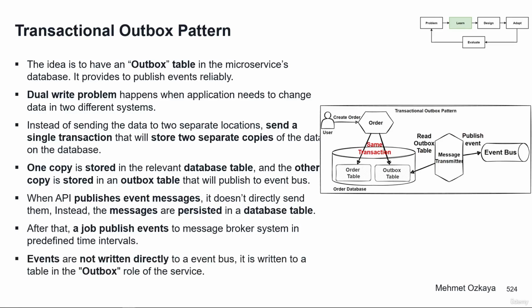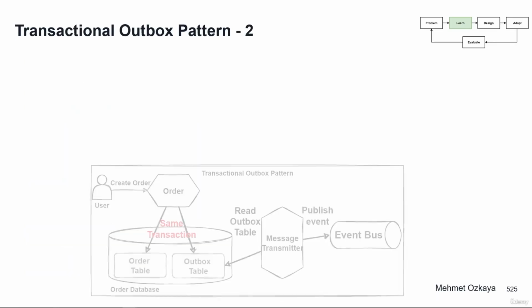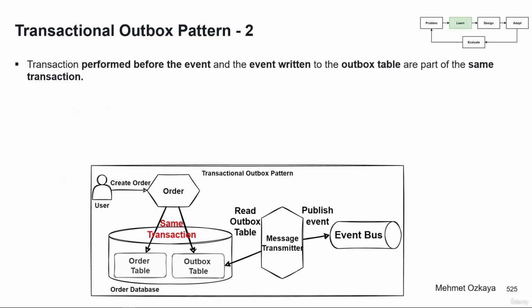So with the outbox pattern, domain events aren't written directly to the event bus. Instead, they are written to a table in the outbox role of the service, which stores the events in its own database. However, the critical point here is that the transaction performed before the event and the event written to the outbox table are part of the same transaction.